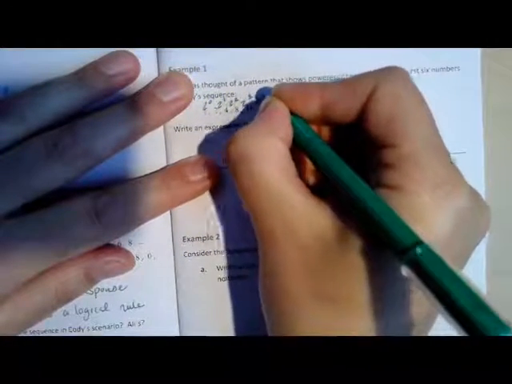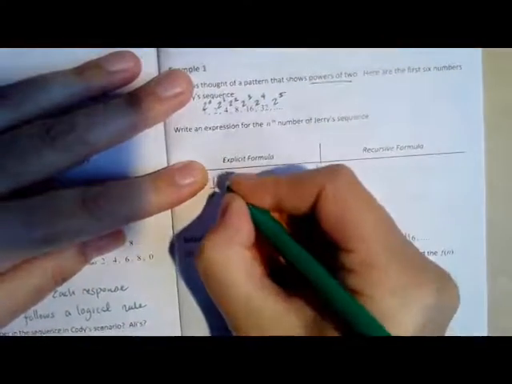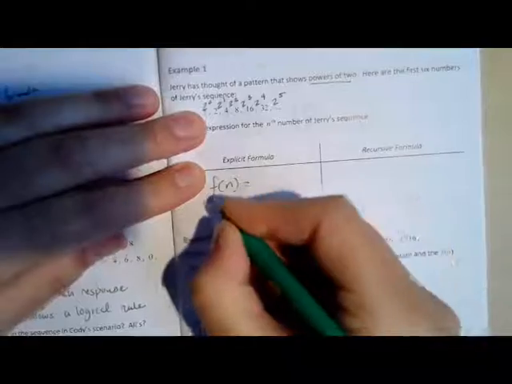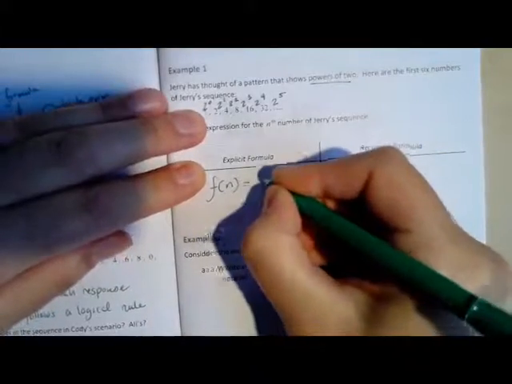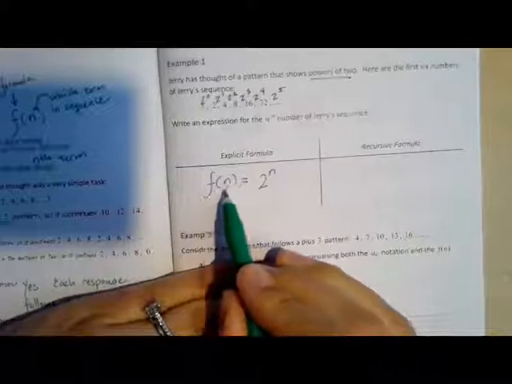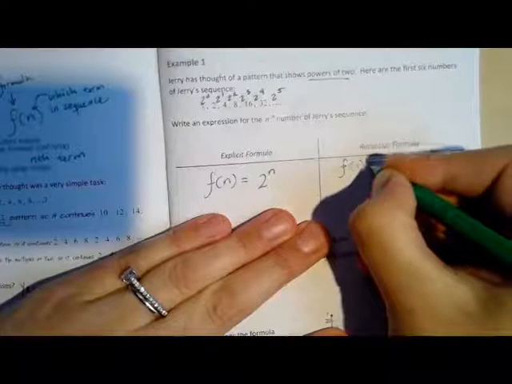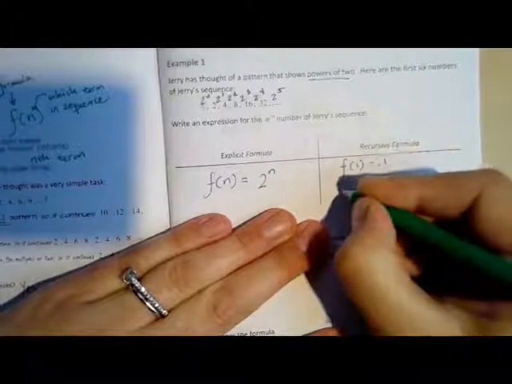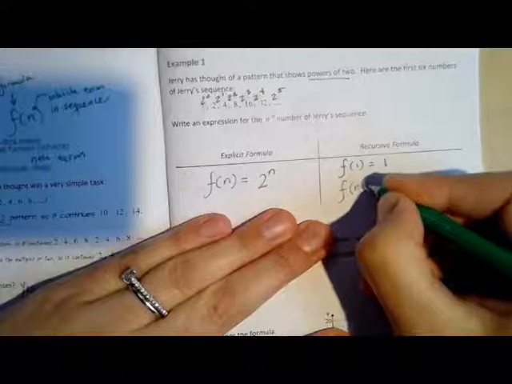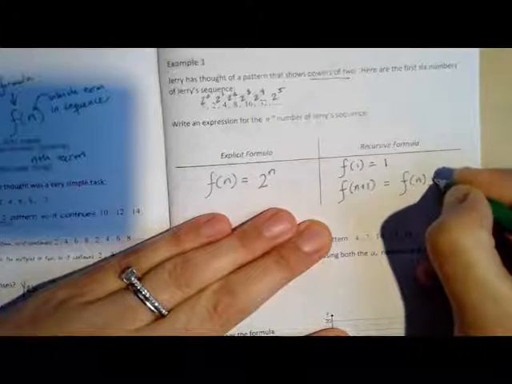It's pretty straightforward to say that for any term, the formula for the nth term is 2 to the n. Now, by the way, these parentheses aren't multiplication, they just hold the number you put in. The recursive formula, on the other hand, says, well, my first term is 1, and to get to my next term, my n plus 1 term, I take the term that I know and multiply it by 2, seeing how each one is twice as large as the one before.